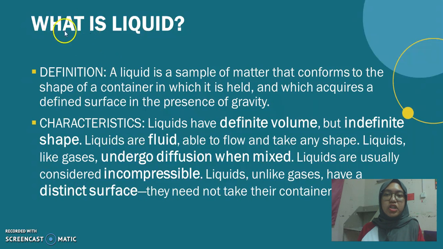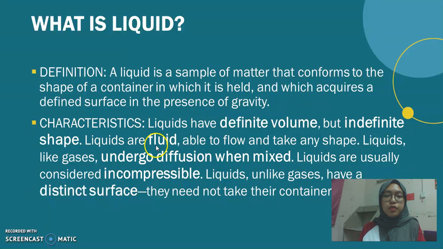Firstly, the definition of liquid. So liquid is a sample of matter that conforms to the shape of a container in which it is held and which acquires a defined surface in the presence of gravity. So some of the characteristics of liquid is it has definite volume, but indefinite shape, in which it can take the shape of the container it is in.